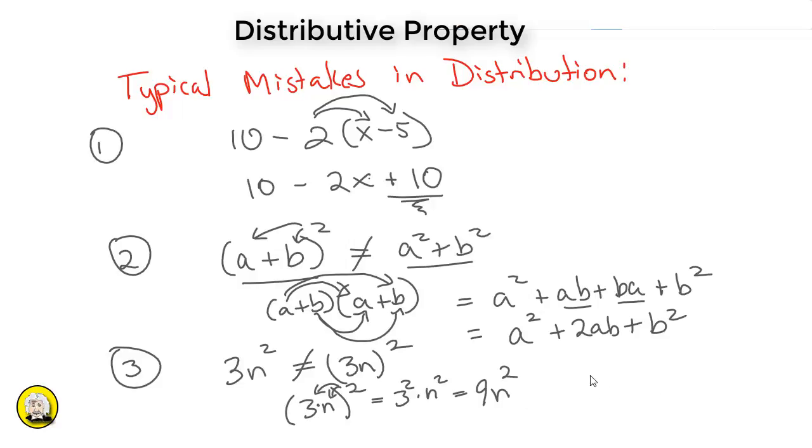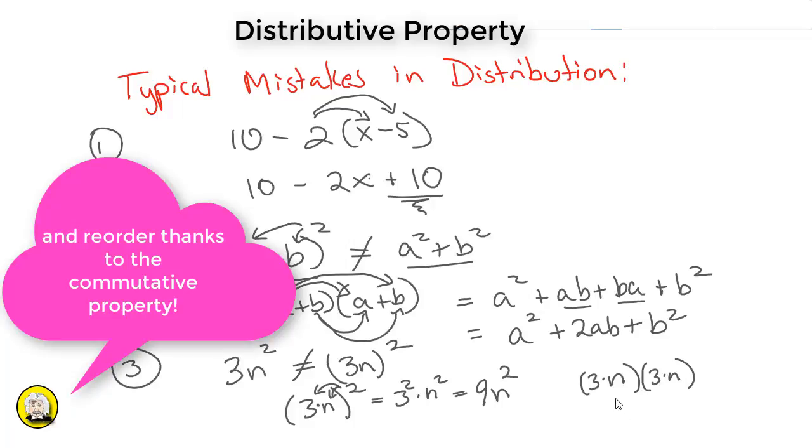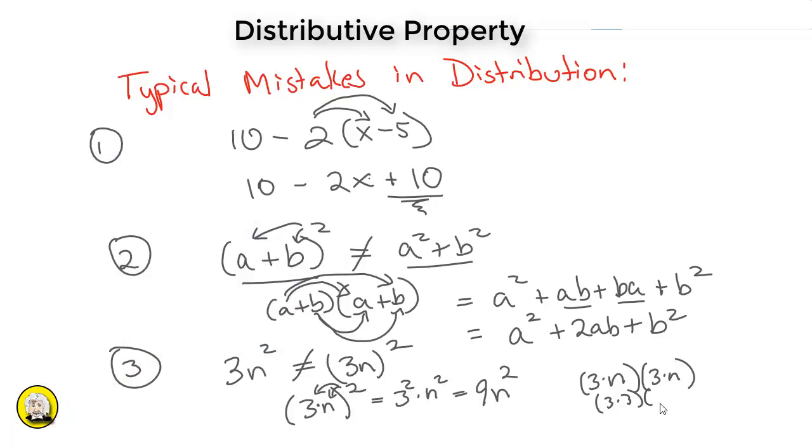And if we want to see that, literally 3n squared is 3n multiplied by 3n. And I can reassociate, thanks to the associative property of multiplication, that to 3 times n, and that is essentially our 3 squared times n squared, just to prove that we get that result.